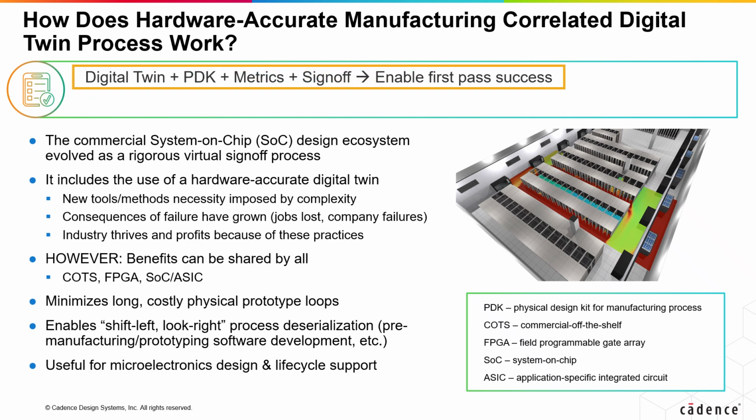A hardware-accurate digital twin, when coupled with manufacturing correlated modeling via a process design kit, PDK, becomes a manufacturing correlated model of the microelectronics. The combination provides the basis for meeting all the criteria necessary to ensure that the model will match the manufactured part. PDKs are a formalized method the semiconductor industry uses to ensure first-pass success of new designs.